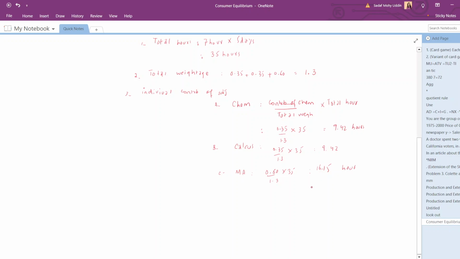So based on this, you can say that Jack needs to invest 16 hours in mechanical analysis, 9 in calculus, and 9.4 in chemistry. So out of 35 hours, that's the best allocation of hours into these three subjects in order to maximize his GPA by 0.15.